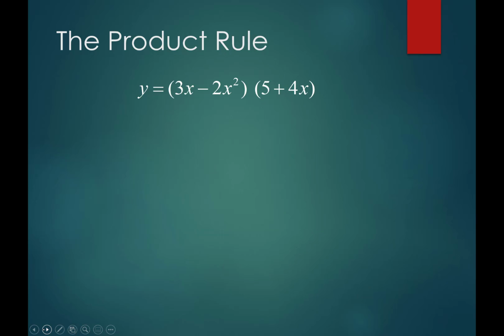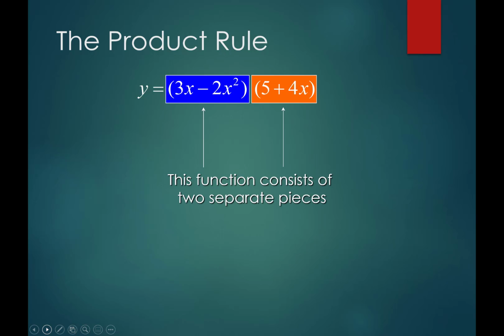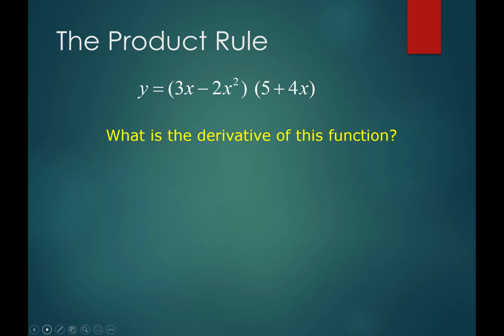So with this being the case right here, we got 3x minus 2x squared times 5 plus 4x. This is a typical example where the power rule would not be able to be used, we wouldn't be able to use the power rule to actually differentiate something like this. So if we look at this carefully, we realize we got two functions here. It consists of two separate pieces, and as a result we're multiplying those together.